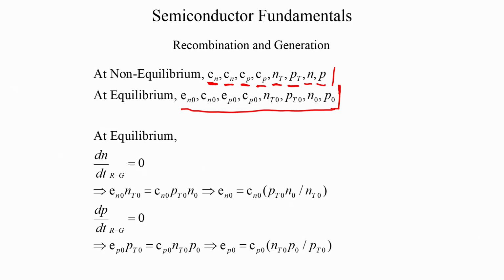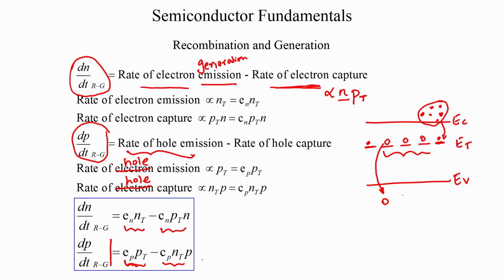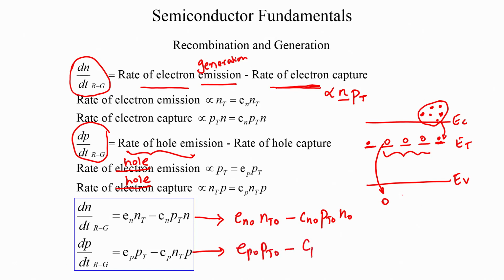So, at equilibrium you have dN/dt due to RG has to be equal to 0, because everything is balanced out. Which means that if you go back to these two equations and rename these variables to their equilibrium values, En becomes ENO, Nt becomes NTO, so minus CNO, PTO, NO, that is this equation at equilibrium, and this equation becomes EPO, PTO minus CPO, NTO, PO.